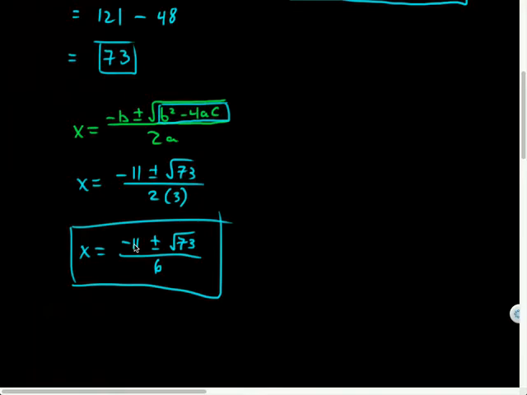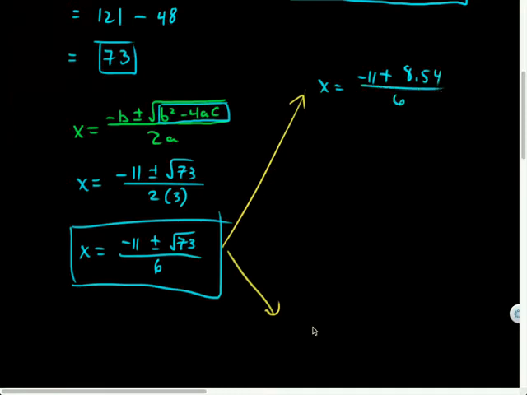Let's see. It says express irrational roots as exact and approximate to the nearest hundredth. So here's the exact value. So now let's actually figure out the approximations of this. So I'll maybe do this, break this into the 2 cases. What is the square root of 73? It is 8.54 hundredths, so 2 decimal places. So this is the same as x equals negative 11 plus, what was that, 8.54 all over 6, or x equals negative 11 minus 8.54 all over 6.